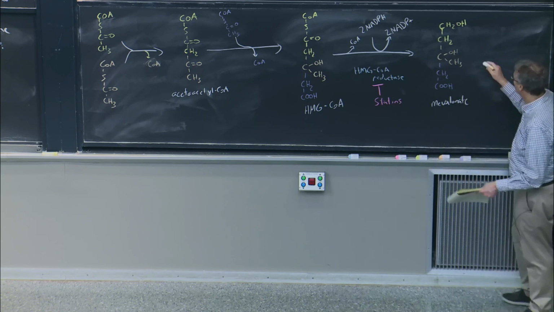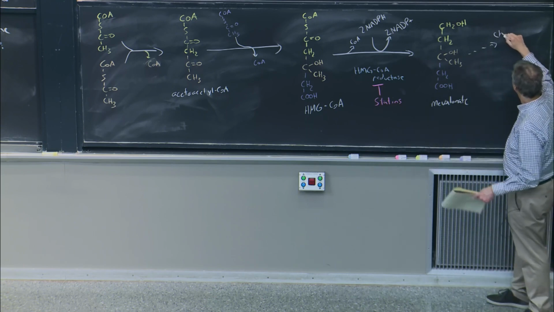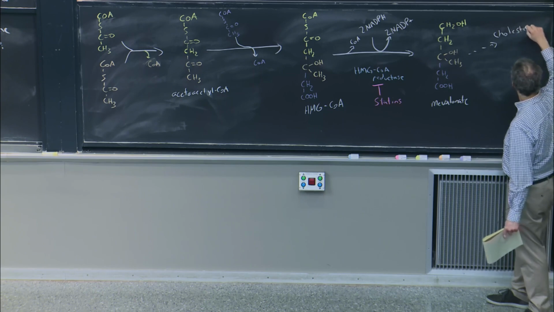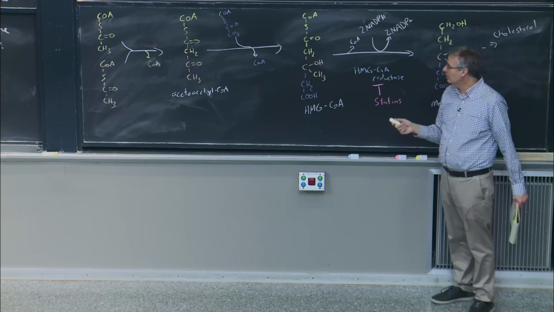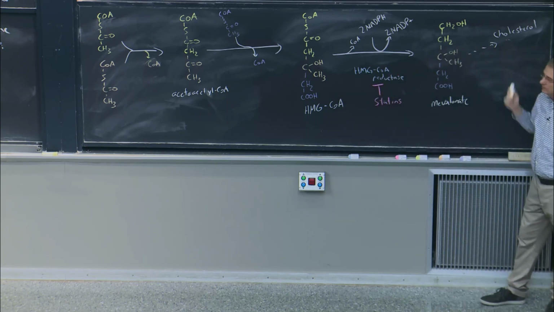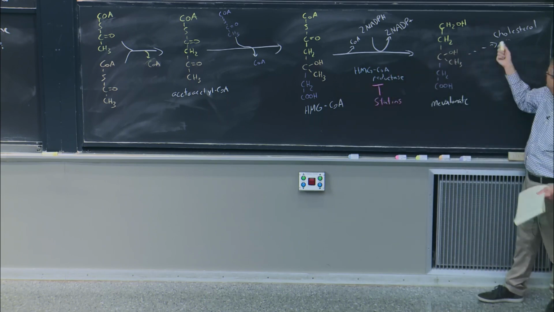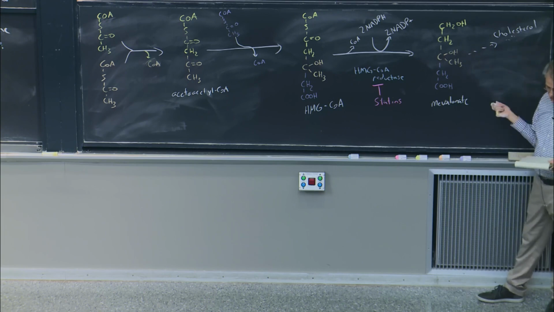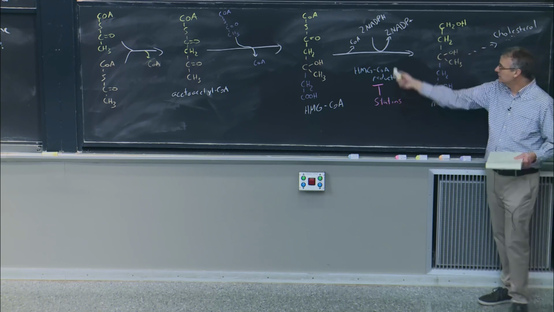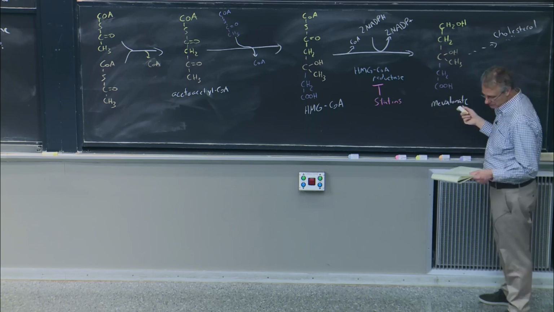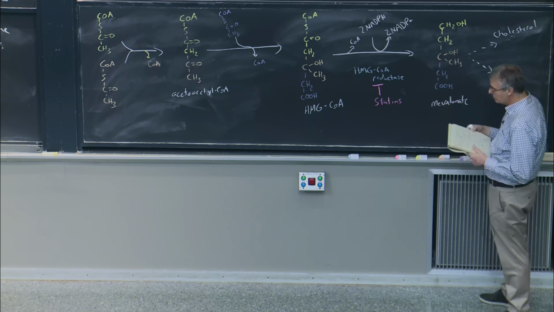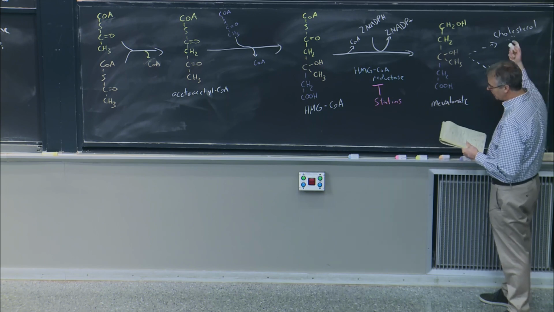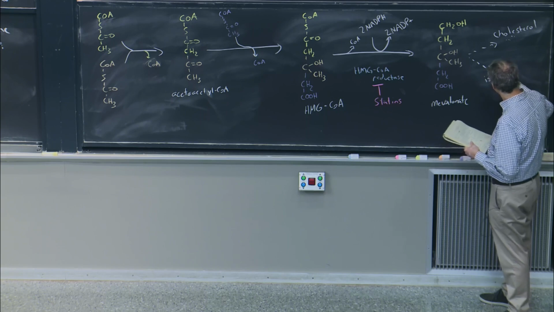And mevalonate is what you use to build cholesterol. And so statins, by blocking HMG-CoA reductase, basically block the reactions that are necessary to make the precursor mevalonate, which is necessary to make cholesterol, and that's why statins stop cholesterol synthesis. Now, mevalonate, it turns out, is also used for other things in cells. It's not just used to make cholesterol.